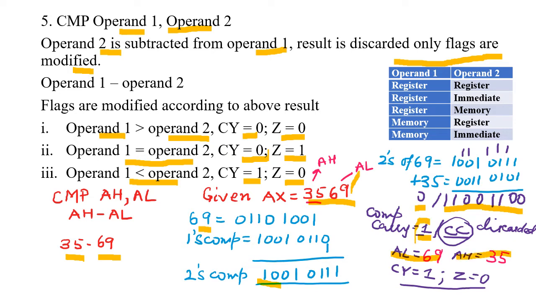Only now value of carry flag will be 1, zero flag will be 0, sign flag will be 1, parity flag, there are 4 ones, so parity flag will be 1, auxiliary carry flag will be complemented, no auxiliary carry flag, so final value of auxiliary carry flag is also 1. So in this way only flags are modified and the result is discarded. Content of operand 1 and content of operand 2 remain same.